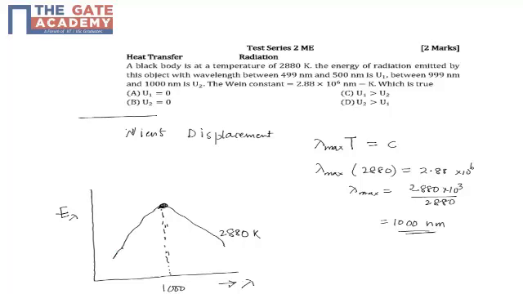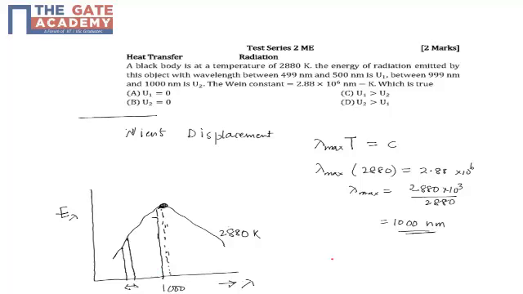So between this 499 and 500, there is just a wavelength range of 1 nanometer, and between 999 and 1000, it will be just 1 nm below the peak. So in this range, both are 1 nanometer. Which emits more radiation? So it's clear from the graph.